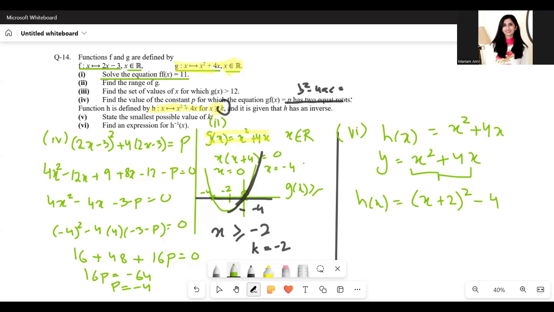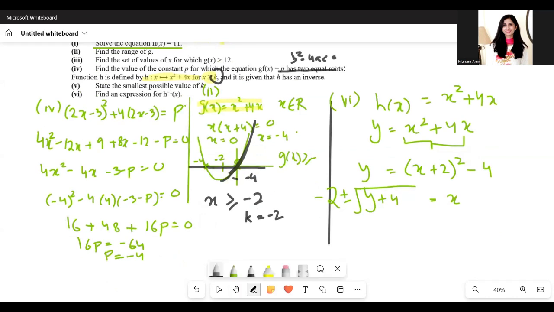Okay, now we can make x the subject. So 4 goes to the other side, gets added. We'll have to take square root to get rid of the square, plus minus. This is equals to x plus 2. Sending 2 to the other side, so minus 2 here. And we almost have our answer. So h inverse of x will be equals to minus 2 and a plus sign only and square root of x plus 4.